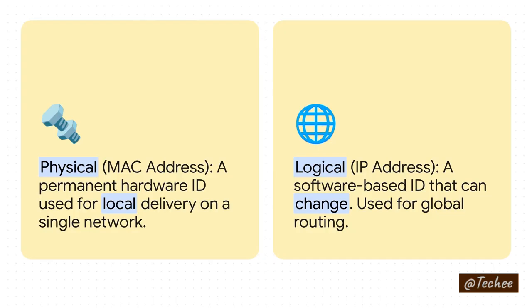You have your MAC address, which is physical. It's like a serial number burned into your device's hardware, and it's permanent. It's only used for local delivery on your same network. But then you have the IP address. That's a logical, software-based identifier. It can change. It's used for global routing across different networks. So think of it this way. The MAC address gets a package to the right apartment in your building, but the IP address is what gets it to the right city in the first place.